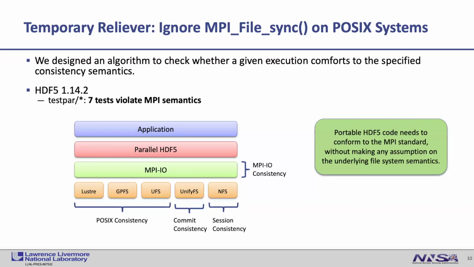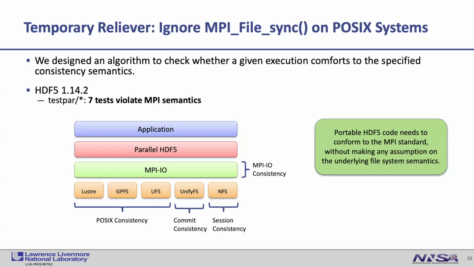Just like if you write C code or Java code, the compiler is going to handle everything for you. You don't need to worry whether it's an IBM CPU under the hood or an Intel CPU. So similarly, if you write HDF5 code, you should not worry about the underlying file system. You can do specific optimizations, but in terms of correctness, you should not worry about the underlying file system. Just write correct MPI.